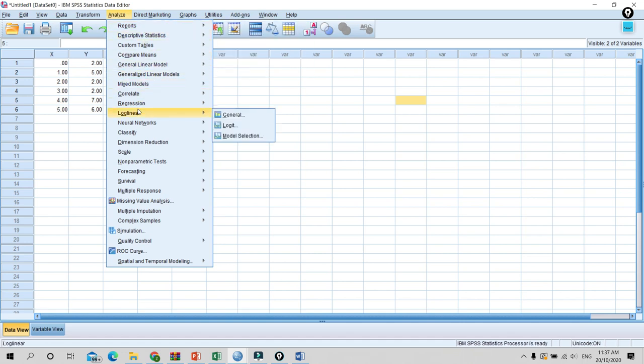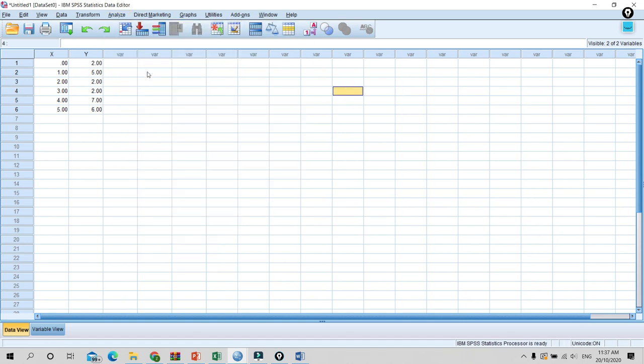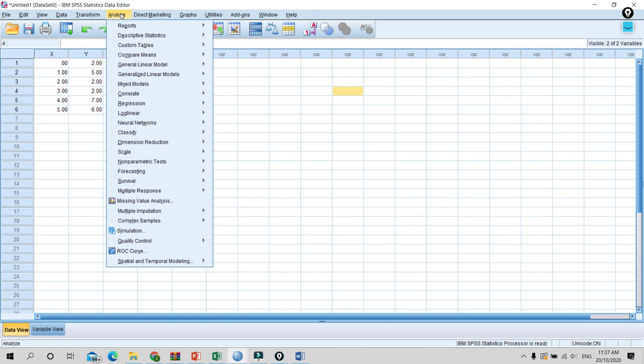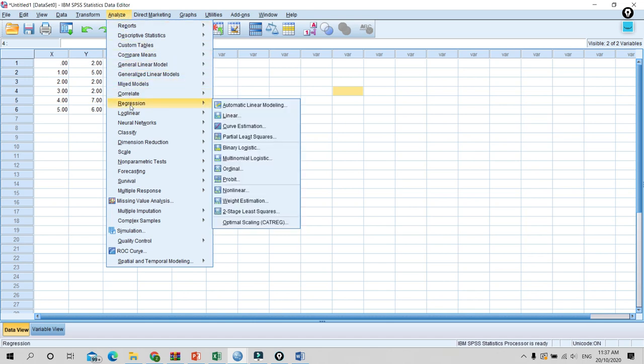You can select regression. I repeat again. First you have to have the data. So these are data x: 0, 1, 2, 3, 4, 5. X refers to year, we give a code, and y refers to the sales. So to find the regression here, we go to Analyze, then after that we go to Regression.